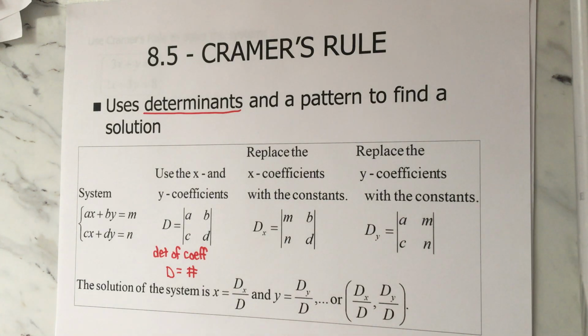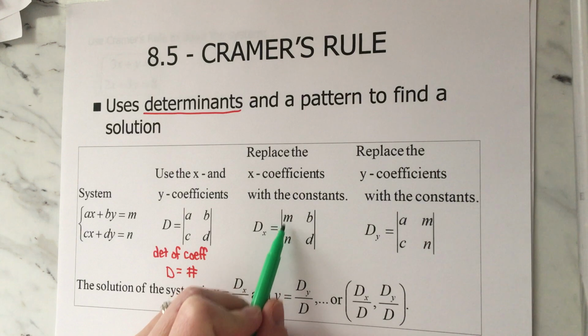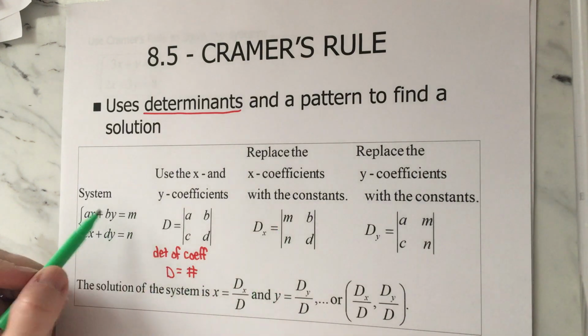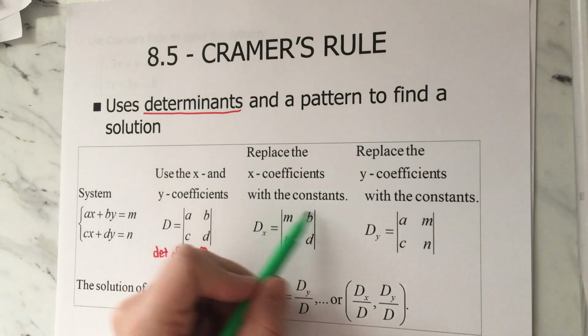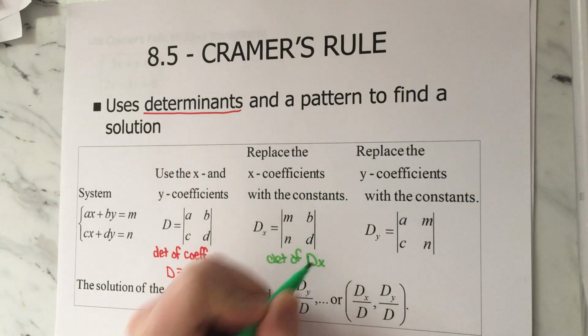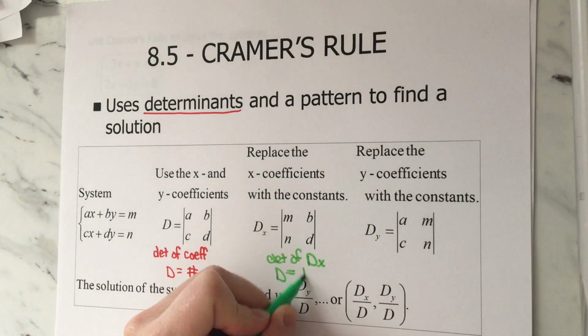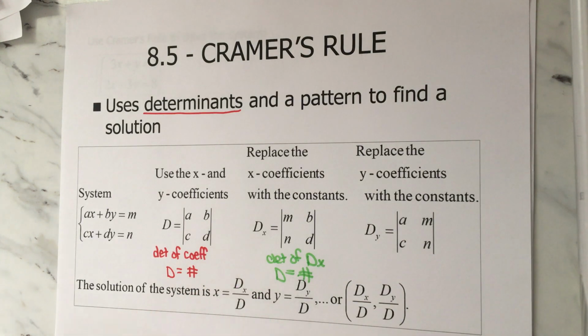You're going to use that in a moment, but now go and take that same matrix, but replace the x coefficient. So instead of a and c here, replace them with the constant values. So I put those in for x's, and now find the determinant of this new matrix. You'll get a number. Remember, determinants are cross multiplying and subtracting.